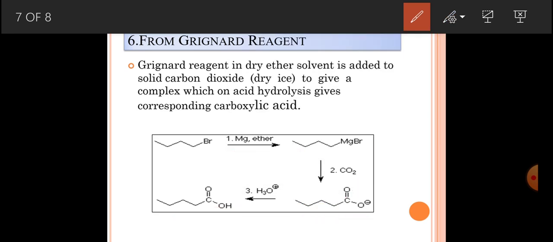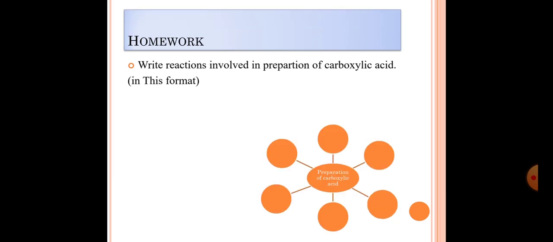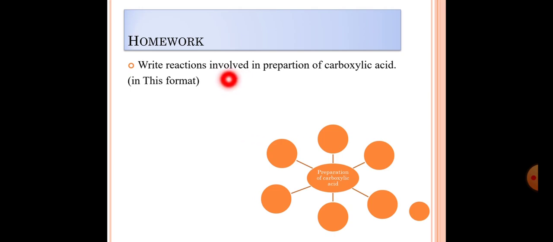Understood? Today's homework: write the reactions involved in preparation of carboxylic acid. All the reactions, ठीक है. Write reactions involved in the preparation of carboxylic acid. Today only the main point we have discussed. It is preparation of carboxylic acid, students, and 6 reactions or 6 types for the preparation of carboxylic acid we have seen. Students, I want this whole presentation in this format.